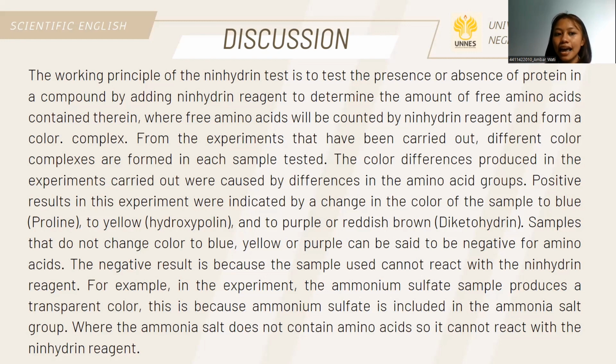Sample group that do not change color to blue, yellow, or purple can be said to be negative for amino acid. The negative result is because the sample used cannot react with ninhydrin reagent. For example, in the experiment, the ammonium sulfate sample produced a transparent color. This is because ammonium sulfate is included in the ammonium salt group. The ammonium salt does not contain amino acids, so it cannot react with the ninhydrin reagent.